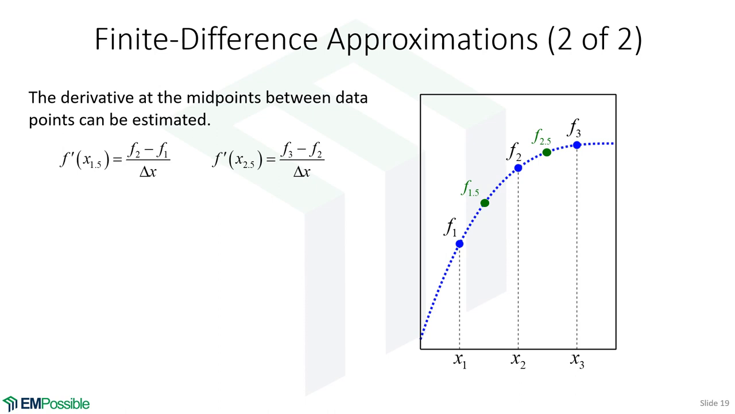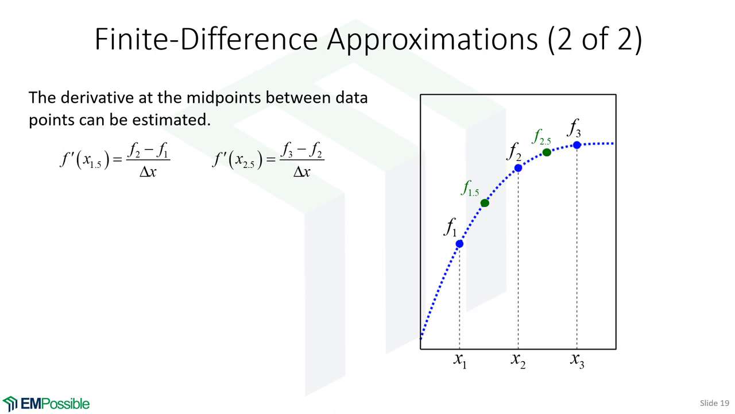Then our second point, same thing. We'll connect F2 and F3 with a straight line. And so then the rise is F3 minus F2. And the run is delta x, and that's what we have here, F3 minus F2 over delta x. Now, why are we doing that? Because ultimately, what I'd like to know is the second order derivative at F2.